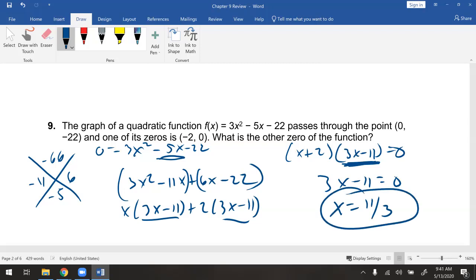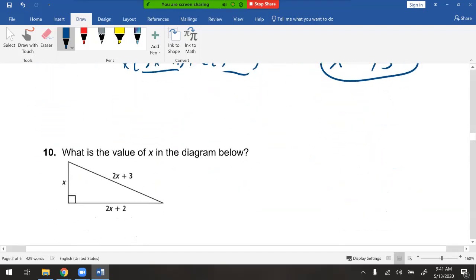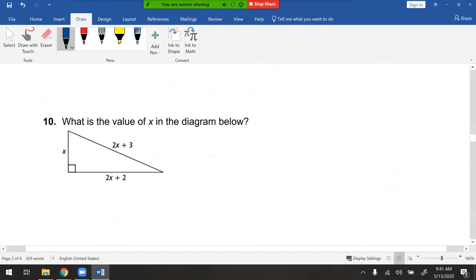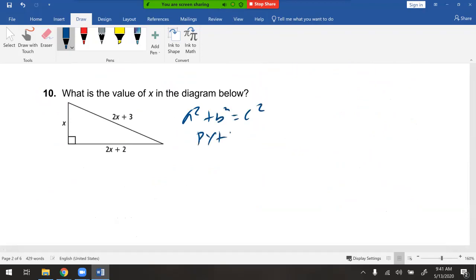And in fact, this might be a very good question to maybe confuse you guys. For number 10, what is the value of x in the diagram below? Where you're using a squared plus b squared equals c squared, the Pythagorean theorem.